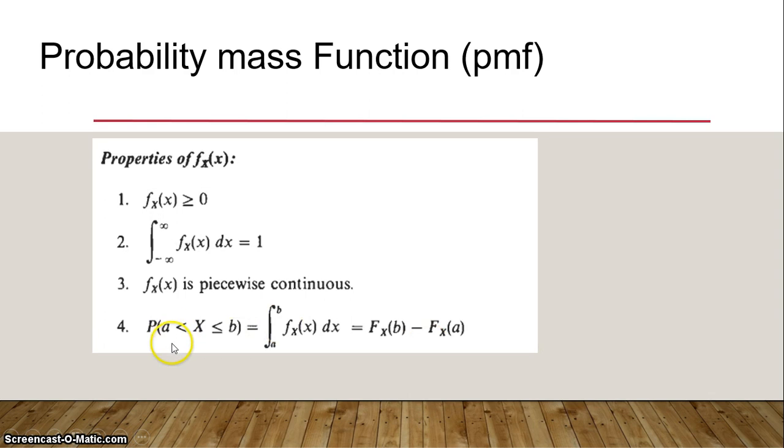The probability of X taking a value in a range a to b is found by calculating the integral of the density function f_X from a to b, which is nothing but F_X(b) minus F_X(a). So if you know the distribution function, or if the density function is given, you can just integrate within the limits a and b to get the probability. So with this we'll stop here. Thank you.